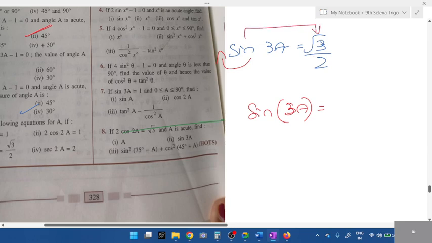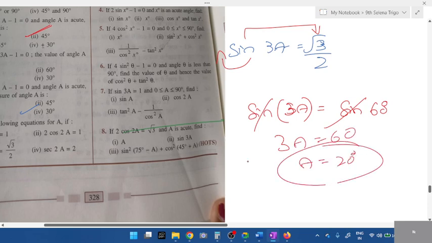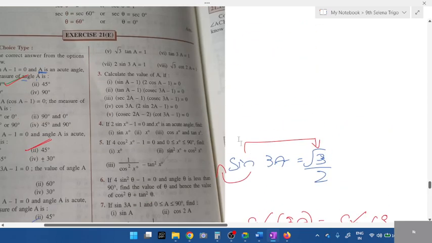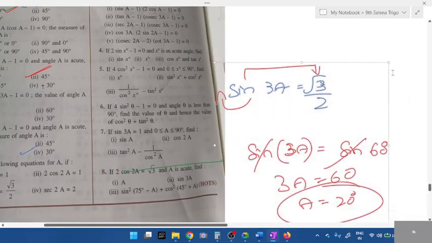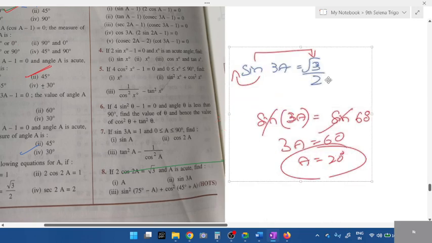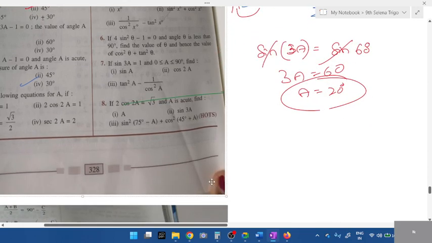Tell me, sin what gives root 3 by 2? Very good. Sin and sin get cancelled. 3A is equal to 60. A is equal to 20 degrees. Try the sixth one, fourth one. Will you try all these questions? Have you understood what I explained now? Which one to shift? Which one to keep as it is?